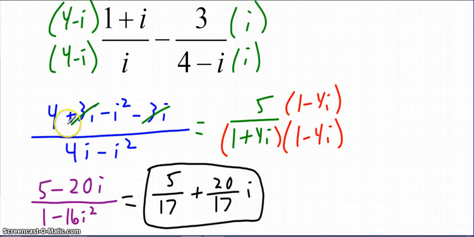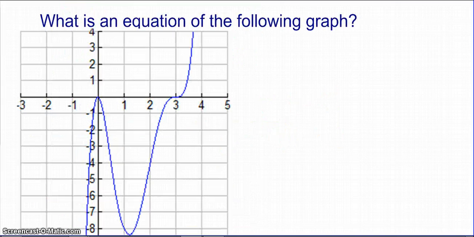When I did that, the numerator simplified to just 5, and the denominator became 1 plus 4i. So now I multiplied by the conjugate of the denominator, and I end up with 5 minus 20i over 1 minus 16i squared. 16i squared is negative 16, but since this was already a negative, it became positive. So 1 plus 16 is 17. And then I split this up into two separate terms to show the real and the imaginary part of the complex number.